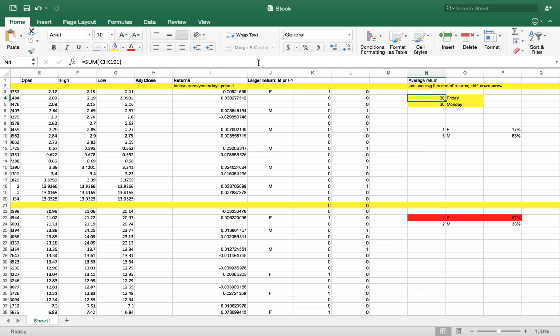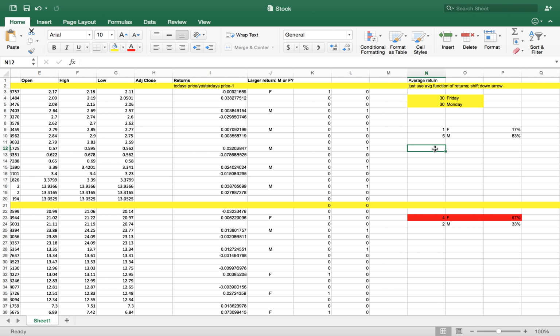I summed all the ones that were given in column J if Friday was higher, and that equaled 30. I did the same thing in column L with the same formula, but this time it was if M, which is Monday, was higher, and I summed that up over here. I got 30 for both, which is crazy, and I did not expect that.